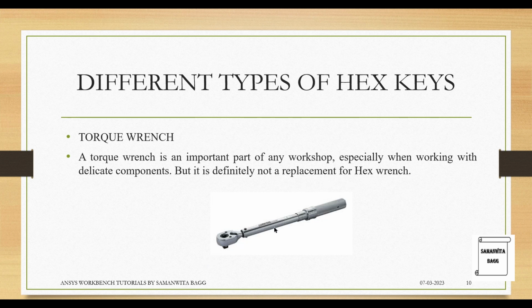So this is another type of wrench which is used. This part is fixed into the screw, and from this end you give a torque. So that's how this can be used. We will be analyzing torque wrench in the next session.